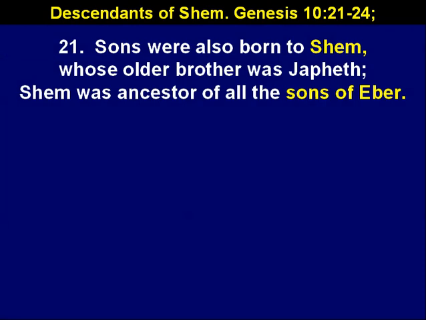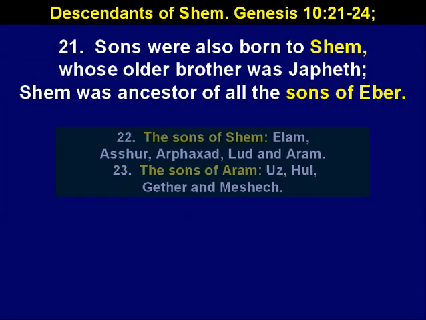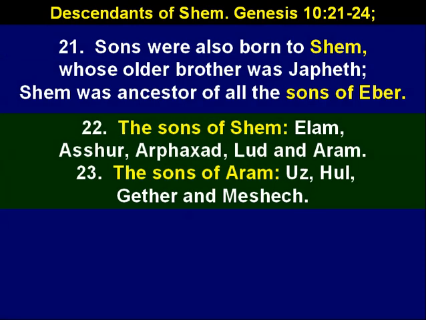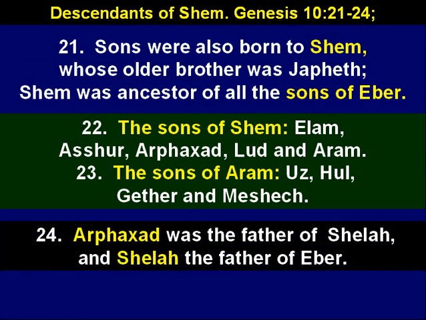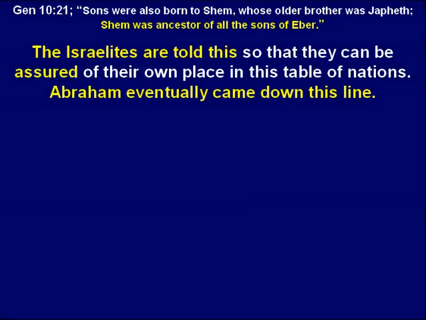Sons were also born to Shem, whose older brother was Japheth. Shem was an ancestor of all the sons of Eber. The sons of Shem: Elam, Asher, Arphaxad, Lud, Aram. Sons of Aram: Uz, Hul, Gether, Meshech. Arphaxad was the father of Shelah, and Shelah the father of Eber.